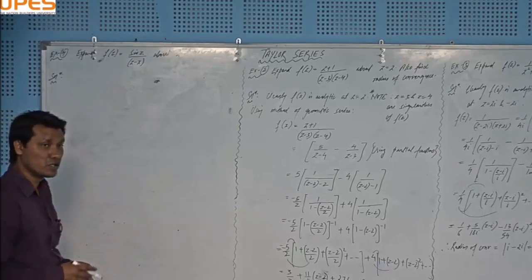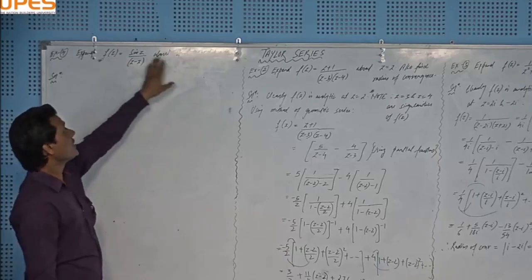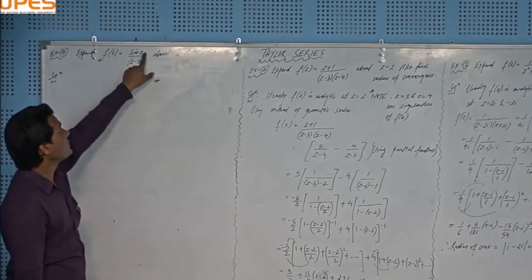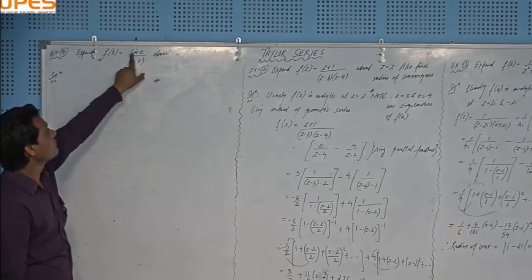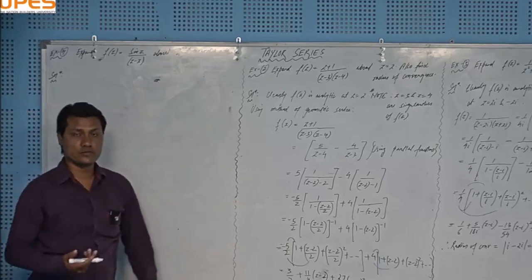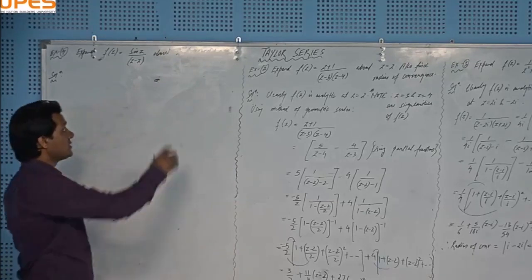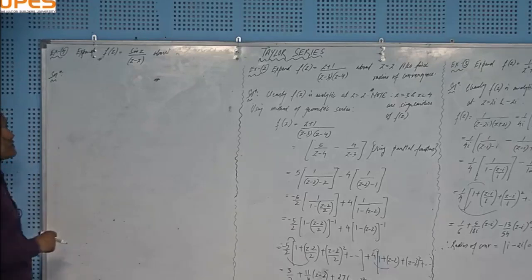0 by 0 form is an indeterminate form, and applying L'Hôpital's rule, you can obtain the value of the function at z equal to pi. You differentiate the numerator and denominator, which gives cos z over 1, and cos z evaluated at pi gives minus 1. It means that at this point the function is analytic, so you can always use the Taylor series.